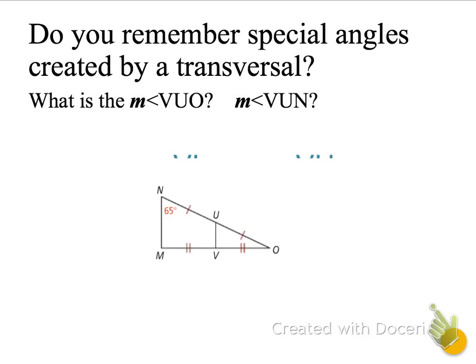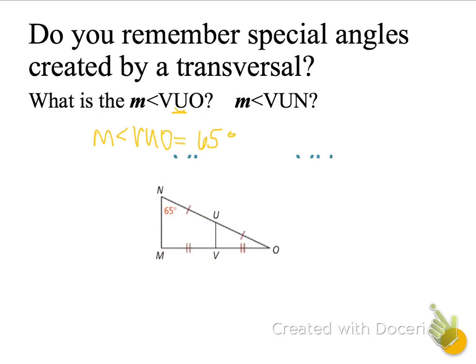Do you remember special angles created by a transversal? What is the measure of angle VUO? So VUO is right here. Remember, U is your vertex because it's sitting in the middle. Okay, so I have my parallel lines and I have my transversal. Those are corresponding angles. Corresponding angles should be the same. So the measure of angle VUO is also 65 degrees because they're corresponding angles.